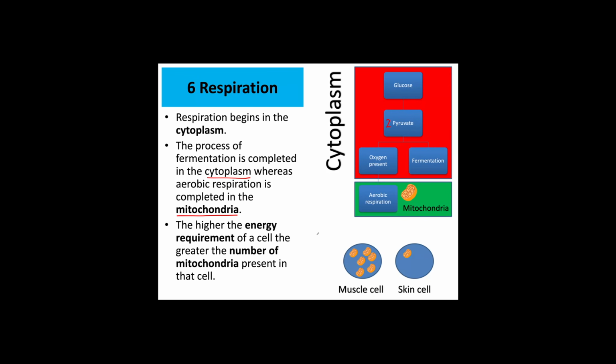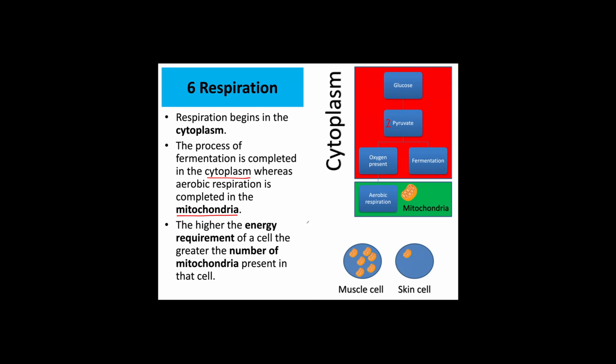Now, the last thing to note about respiration is this. Because a larger number of ATP are produced when aerobic respiration takes place, the higher the energy requirement of a cell, the greater the number of mitochondria will be present in that cell. So, for example, we talked about muscle cell contraction earlier on requiring a large number of ATP, right? It's a cellular activity that needs a lot of ATP. So therefore, in order to produce the number of ATP needed for the muscles to contract all day long as you're walking around and doing things, and maybe taking part in physical activity, we need a larger number of mitochondria present within that cell.